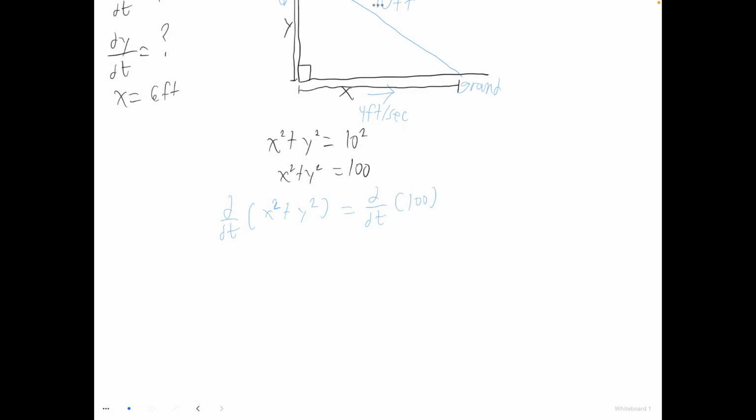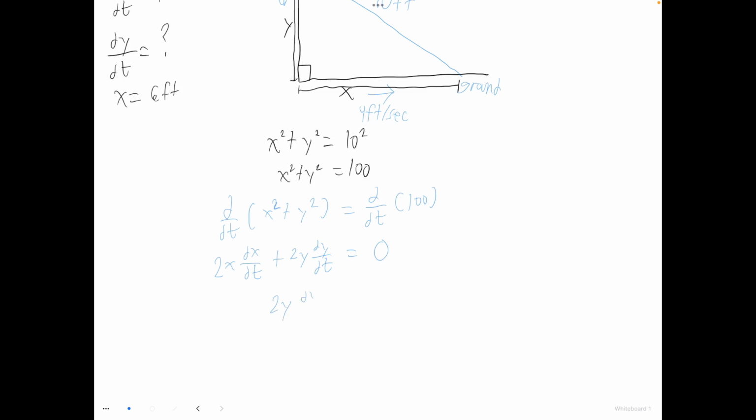And so taking the derivative of x squared plus y squared implicitly, this is going to be 2x dx over dt plus 2y dy over dt. And then the derivative of 100 is just 0, because 100 is a constant. Okay, and so we're just doing the chain rule here, implicit derivatives that we've talked about before. Now we care about dy over dt, so let's actually solve for dy over dt.